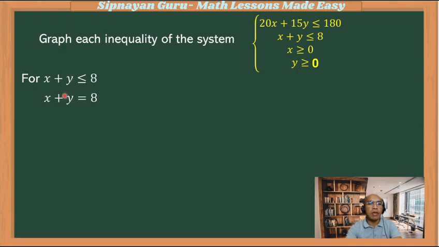For the second inequality, x plus y less than or equal to 8. Change this one into an equation. For the x-intercept, let y be equal to 0. So this is x plus 0 is equal to 8.